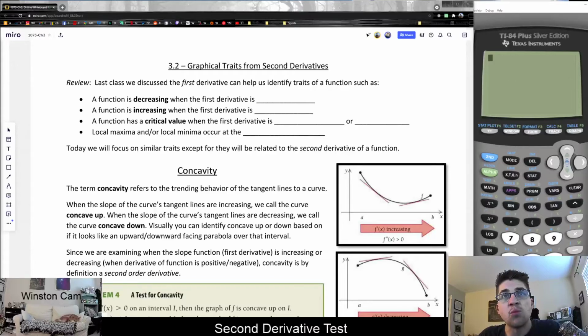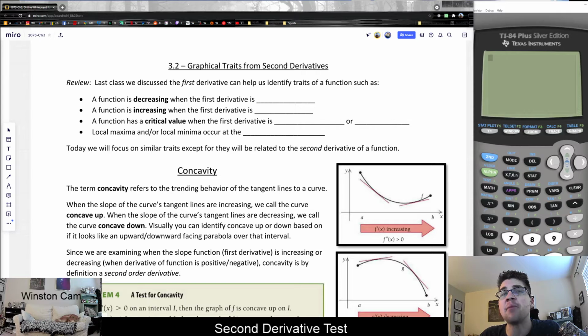In Chapter 3, Section 1, we talked about the first derivative, how to use it to determine things like intervals of increasing, decreasing, first derivative tests, and all sorts of stuff like that. In this video, we'll talk more about the second derivative and how to use those properties to determine traits about the function, such as concavity and the second derivative test.